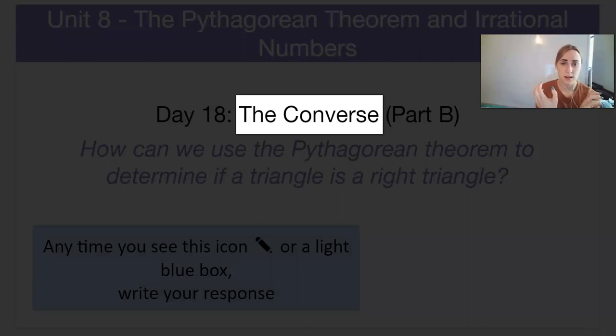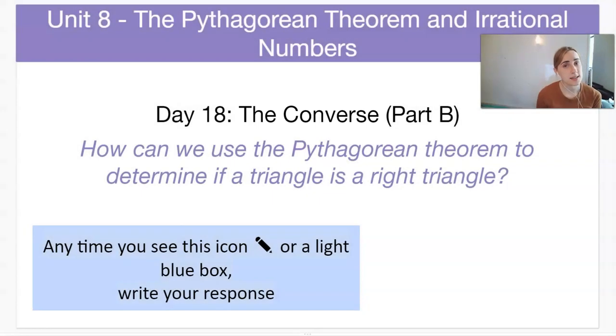So in logic, we say if P, then Q is true. And when we take the converse of that, we're saying if Q, then P. So we're asking ourselves, does this statement, this mathematical, logical truth, work in the opposite order? So as we go through this lesson, we're going to be asking ourselves that question about the Pythagorean Theorem. Keep this big question in your head. How can we use the Pythagorean Theorem to determine if a triangle is a right triangle?